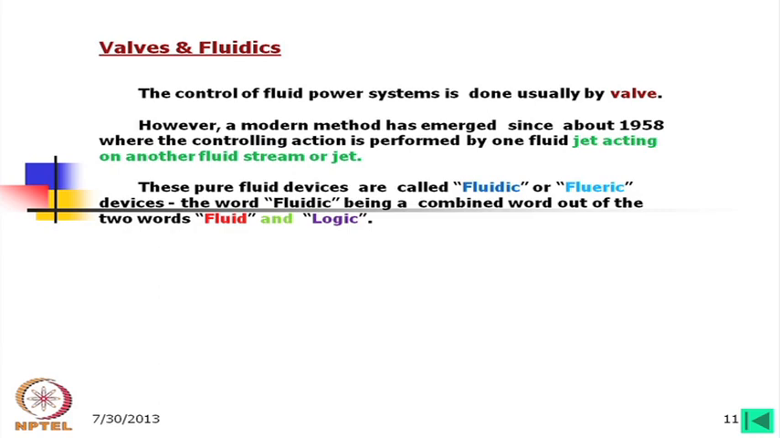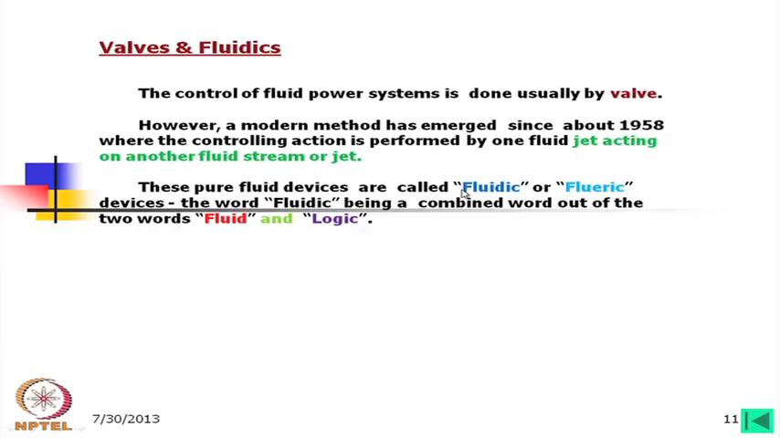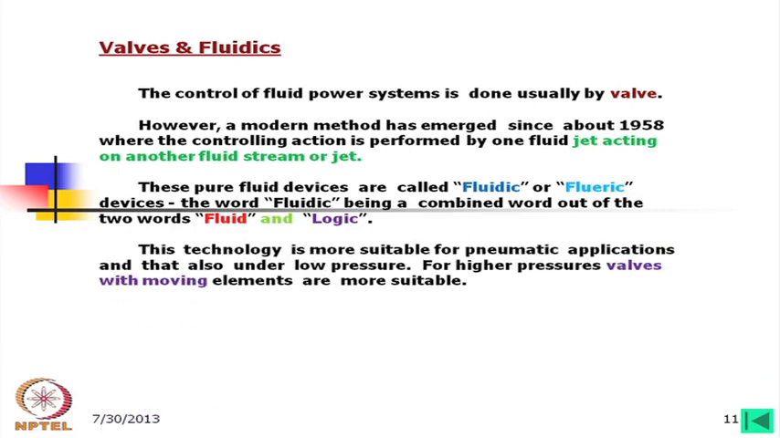This means that fluidic devices also can be used as a valve. However, initially the fluidic devices were only pneumatic. Therefore, they were used mostly for signaling, not as a valve where we need the larger force. However, where pneumatics was used, there we could use fluidic devices also as a valve. This technology is more suitable for pneumatic application, and that also under low pressure. For high pressure, valves with moving elements are most suitable.